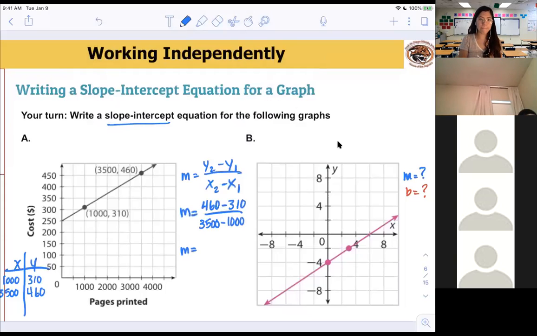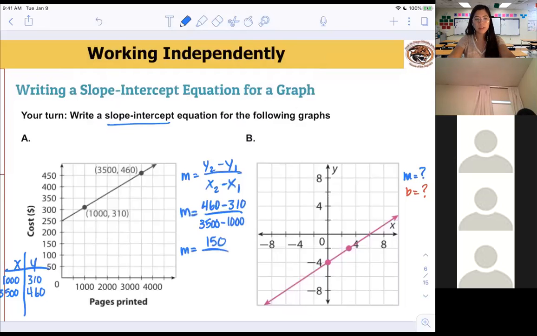Now I know why I got it wrong. It's because I switched the x and x1. Yeah, okay, so you've got to make sure you put them in that order. All right, but either way, what do you get when you subtract 460 minus 310? 150. 150, good.